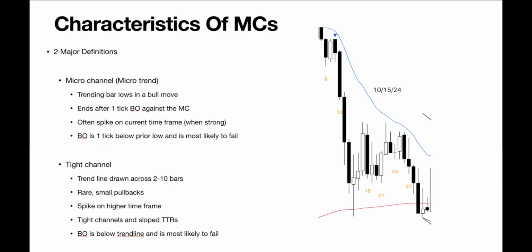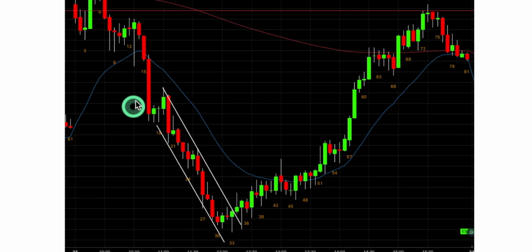So if you're reading the books, he kind of uses microchannel to define microchannel and tight channel. If you read the books, you'll see that he defines a microchannel as any move that has no pullbacks or very infrequent shallow pullbacks. So in the book, this move down has every high below the prior high. So it's a microchannel. It's also a microtrend. So every high is trending down.